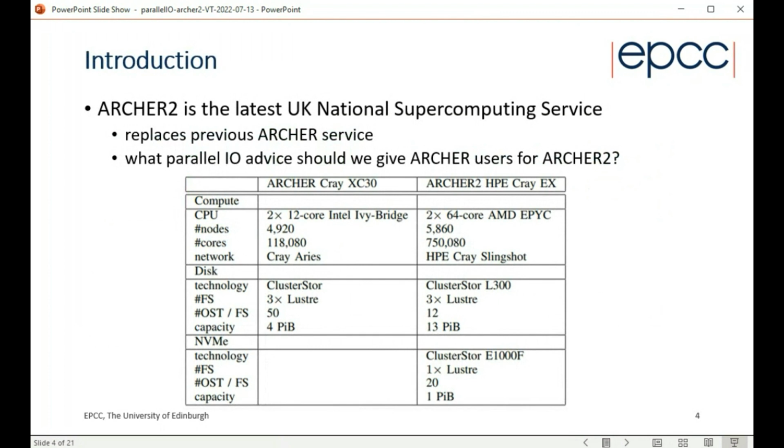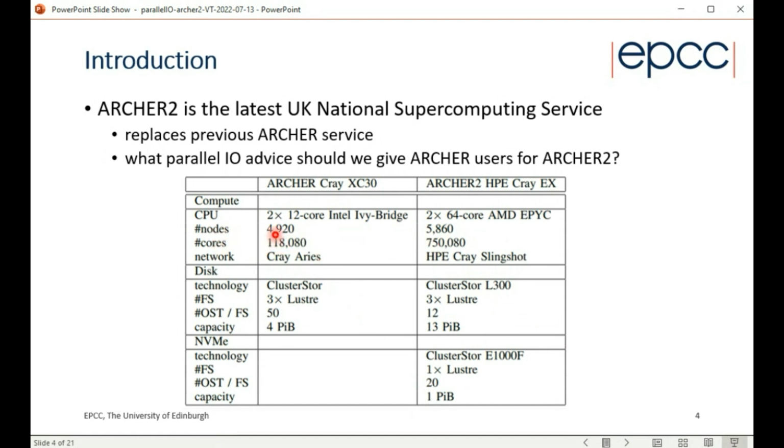ARCHER2 is the latest UK national supercomputer service. It replaces ARCHER, and we'd done some studies on ARCHER as to parallel I/O and what advice to give users. Did that advice translate onto ARCHER2? What parallel I/O advice should we give ARCHER2 users? Here, just to basically compare the two systems in terms of CPUs.